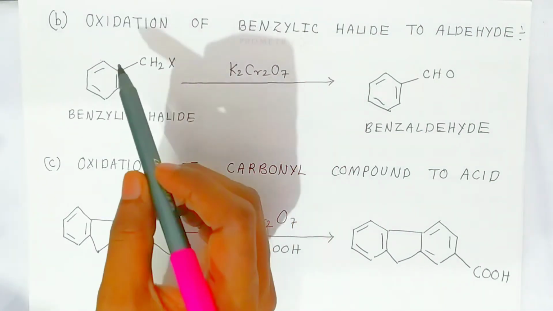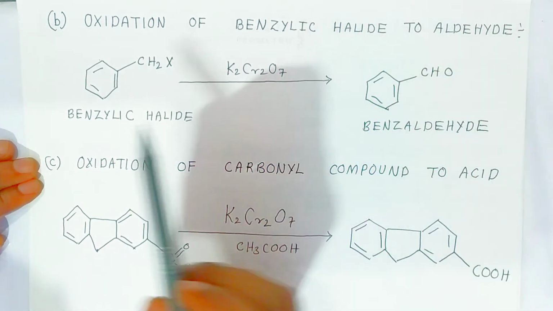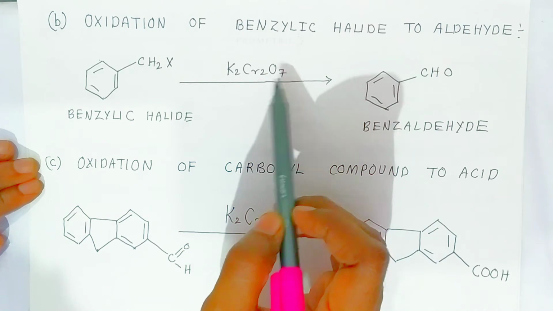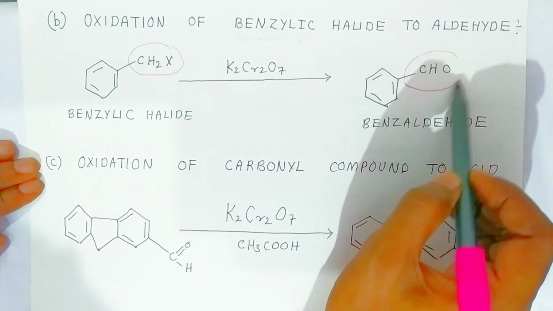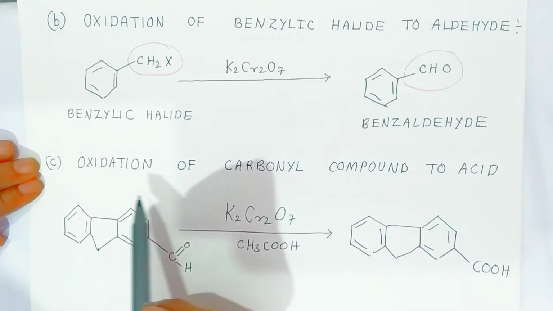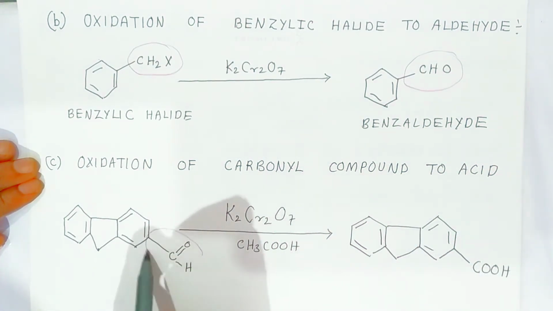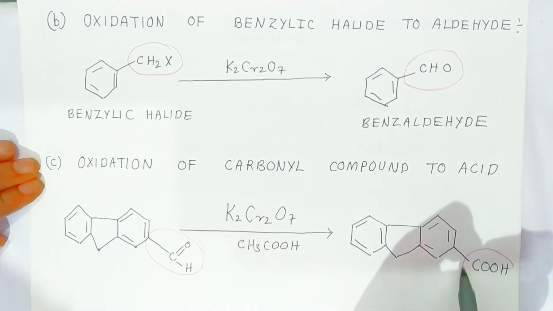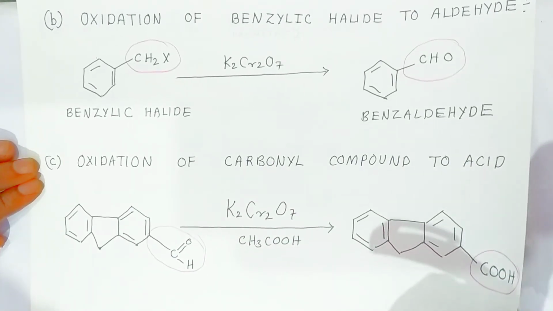Now students we are going to see oxidation of benzylic halide to aldehyde. This is benzylic halide students, in presence of K2Cr2O7 it is converted into benzaldehyde. So this part is totally converted to aldehyde group. Now oxidation of carbonyl compound to acid. This is the carbonyl compound students, aldehyde group containing carbonyl. It is converted into the acid group. So these are very important students for the oxidation of carbonyl compound also.